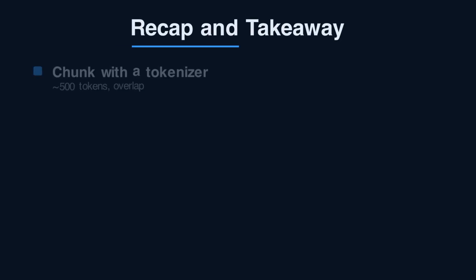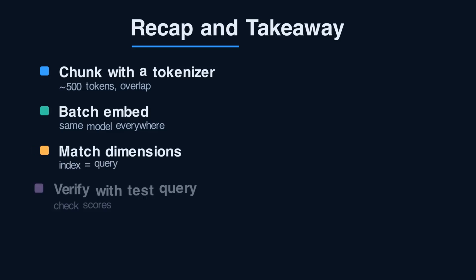So the pipeline is: chunk with a real tokenizer, embed batches with Azure OpenAI, define a vector field whose dimensions match the model, upload in batches, and verify with a test query. The one thing to internalize: the embedding model, its dimensions, and your index field must agree at indexing time and at query time. Get that contract right and most retrieval problems disappear.